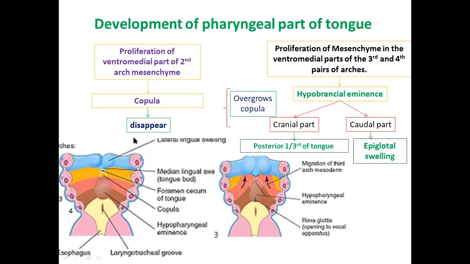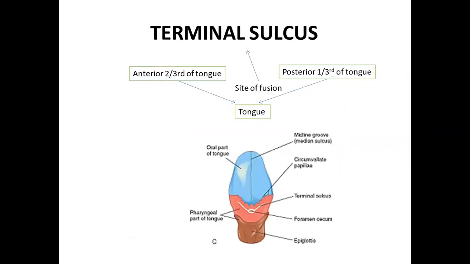The second arch element gets disappeared. So that is why in the nerve supply, we don't study about general sensation. The facial nerve does not supply the general sensory part of the tongue. It is only supplying the taste buds, that is taken by the chorda tympani, which is also a pretrematic branch of the first pharyngeal arch. Now the fusion point of the anterior two-third and the posterior one-third is represented by a sulcus, which is known as the terminal sulcus.